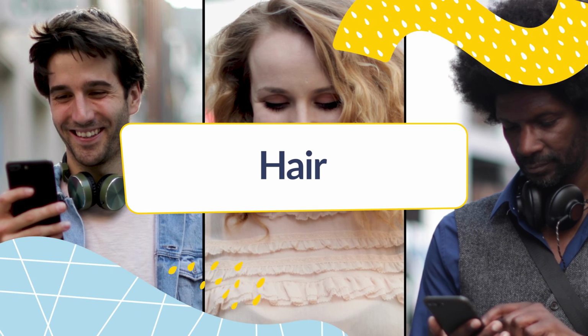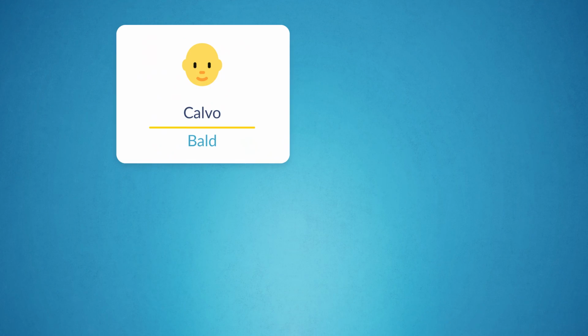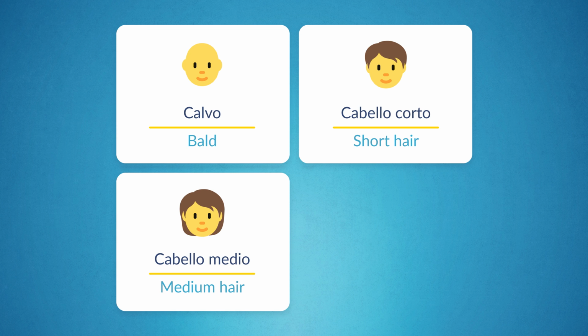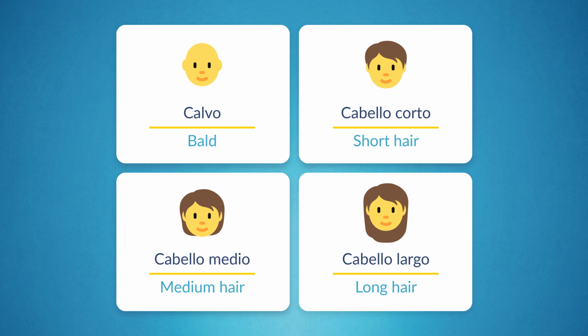First up, let's talk about the stuff on top of our heads. Our hair, of course. There sure are a lot of different hair colors and types that people can have, so, of course, there are just as many Spanish words to describe these. If someone has no hair at all, you can describe them as calvo or bald. Cabello corto is short hair. Cabello medio is medium hair. And cabello largo is long hair. That just about covers all the lengths.